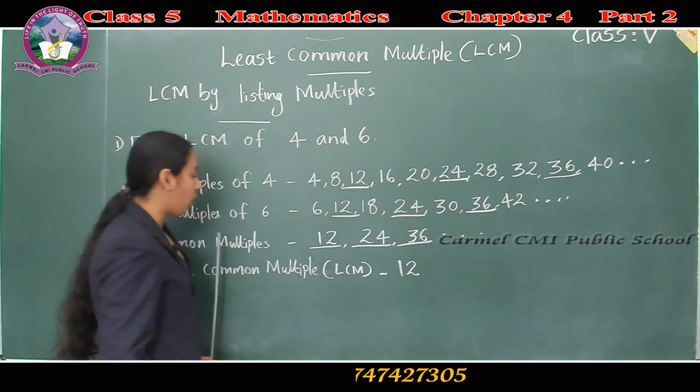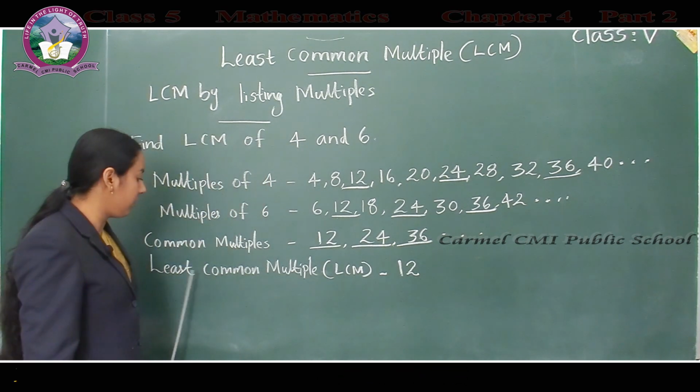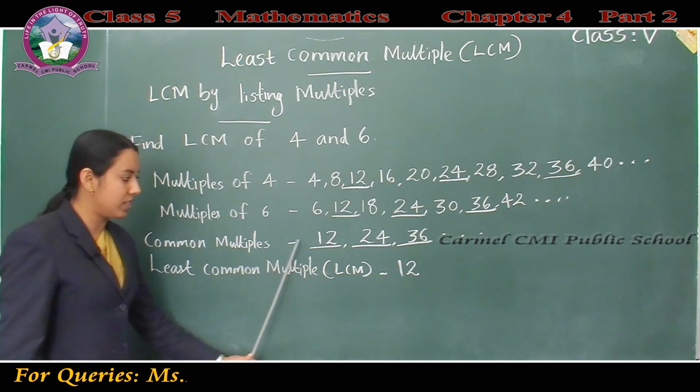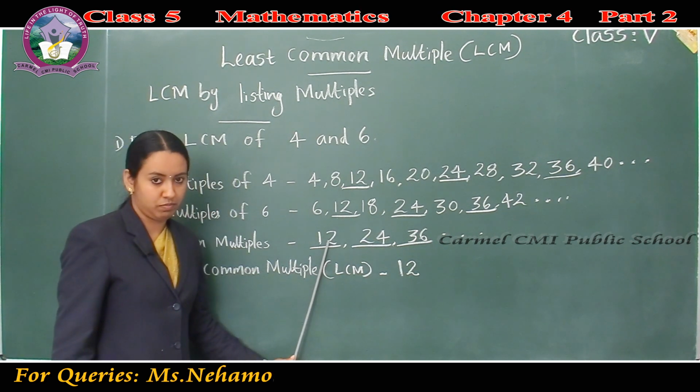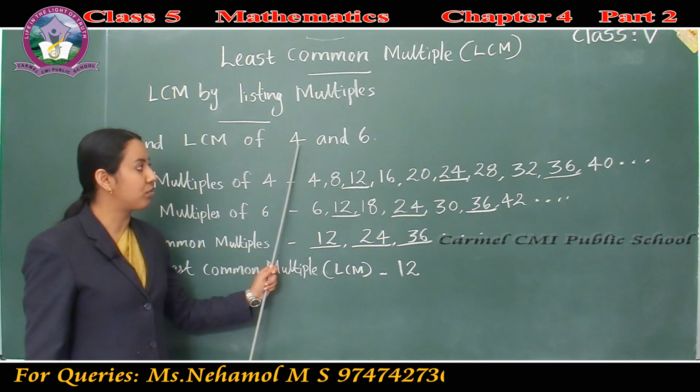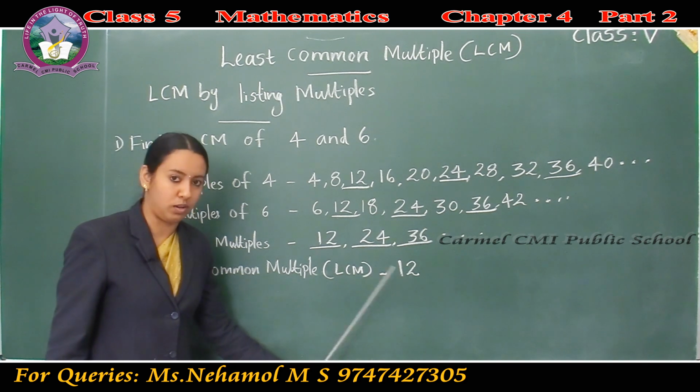are common multiples. Then we have to find least common multiple or LCM. Which is the smallest one? 12. Least common multiple is 12. So LCM of 4 and 6 is 12.